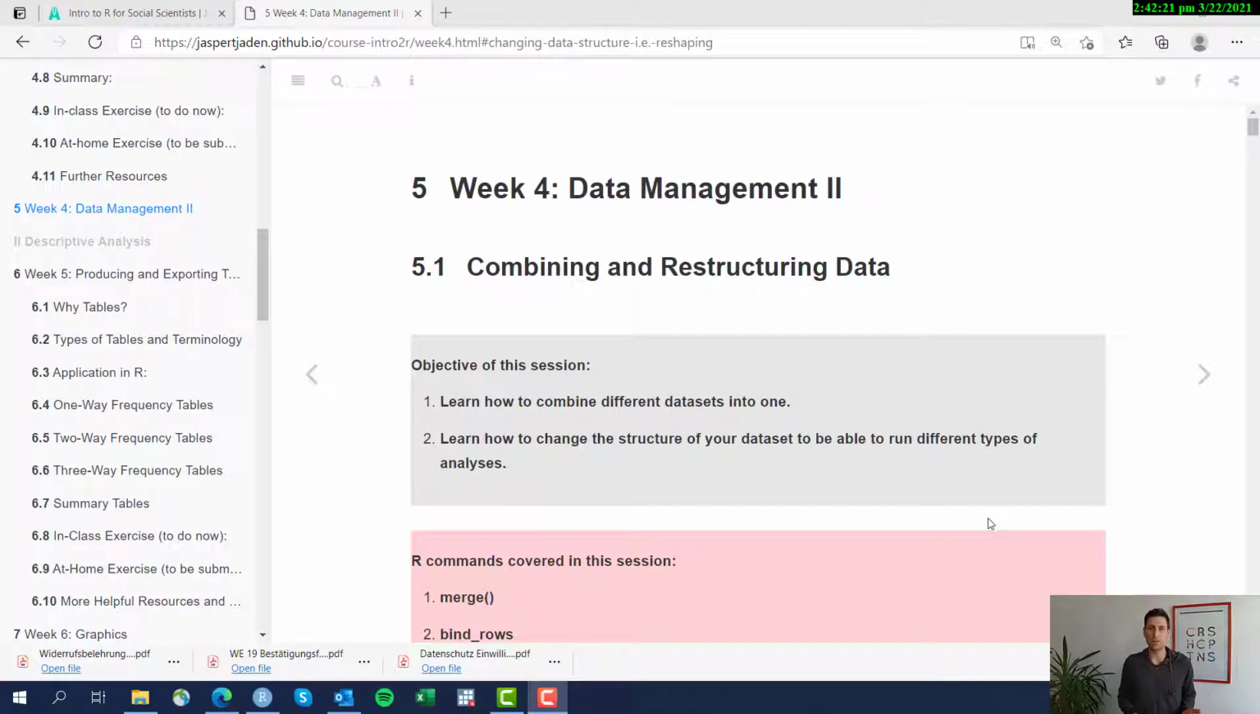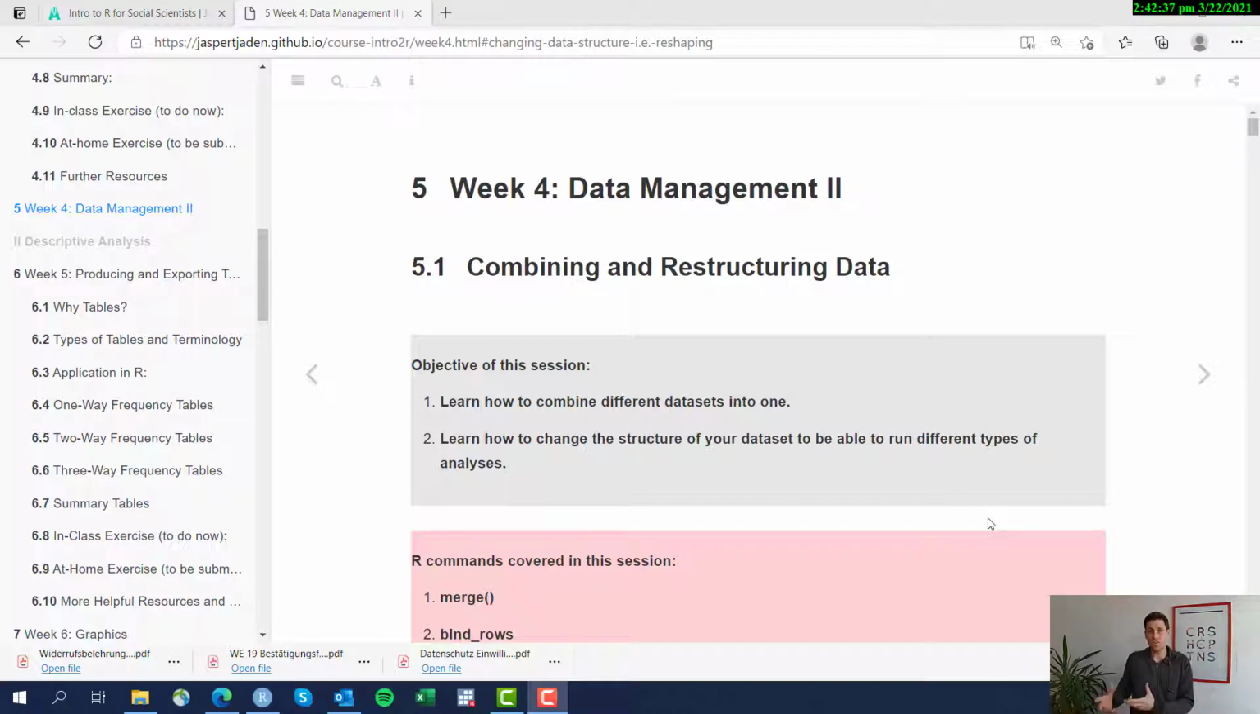Today we're going to talk about combining and restructuring data. Sounds boring, it is kind of boring, but it is essential to preparing your data analysis. Imagine the case you have a data set like we have now with our students, right? 1,000 students that study at a university.